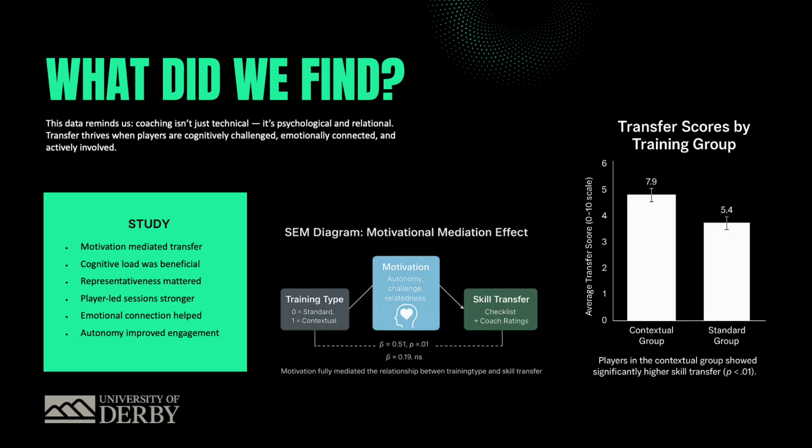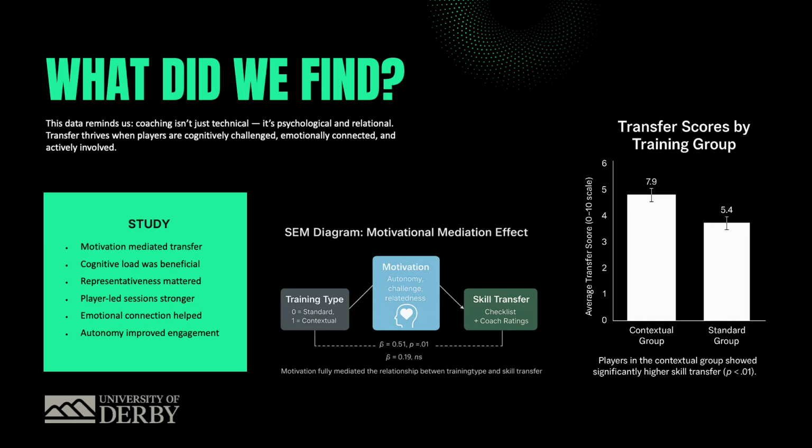So here's some of my findings from the study. And to be honest, they do really reinforce the themes that we've been building onto this stage. So first, look at the bar on the right-hand side. This is the contextual group that scored 7.9 on the average of transfer, compared to 5.4 for the standard group. That's a significant difference. So in short, training that looked like the game transferred much more effectively to the game.